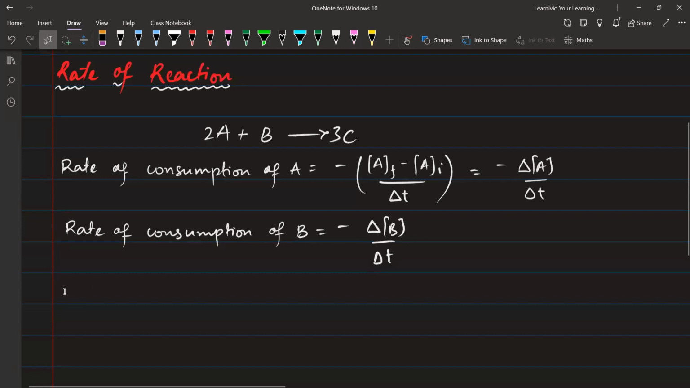Then I will write for C the rate of production of C, which will be equal to del C upon del T, no minus sign, because it is a product. The negative sign denotes that we are writing the formula for a particular reactant. Does it make sense? Yes or no?